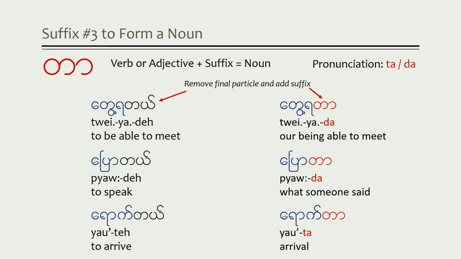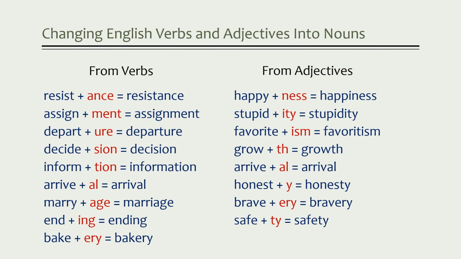Now you may be thinking, there must be a way to know which particle to use. Surely there must be some system. Well, let me ask you this. Let's go back and look at our list of English nouns that are formed from verbs and adjectives. Can you explain why you say each of those words that way? Why do you say resistance and not resistment, or assignment and not assignure? Well, it's because you just learned over time and repetition the correct way to say each. And you'll find that's true for Myanmar as well. But there are a lot fewer particles in Myanmar to have to choose from.